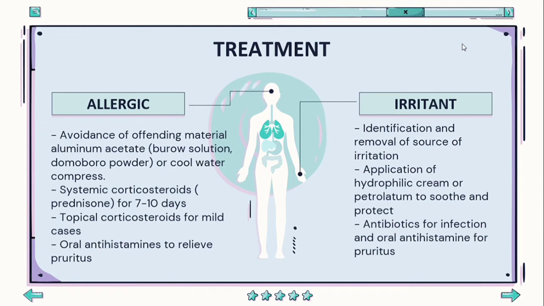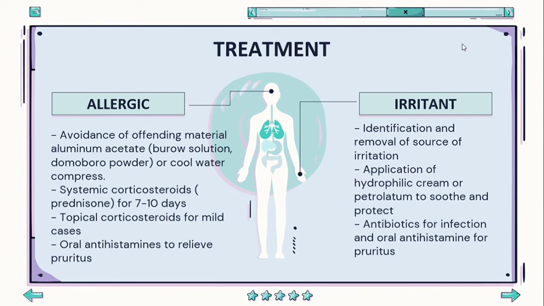The next treatment is to administer systemic corticosteroids such as prednisone for 7 to 10 days. Prednisone works by reducing swelling and redness and by changing the way the immune system works. Next is topical corticosteroids such as clobetasone and hydrocortisone skin cream for mild cases. Lastly, oral antihistamines such as cetirizine and loratadine to relieve pruritus.